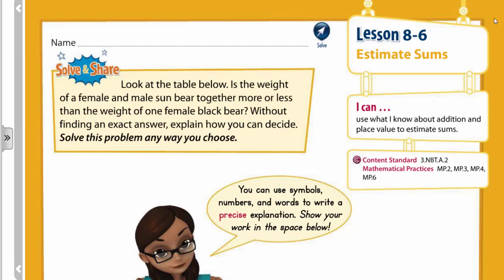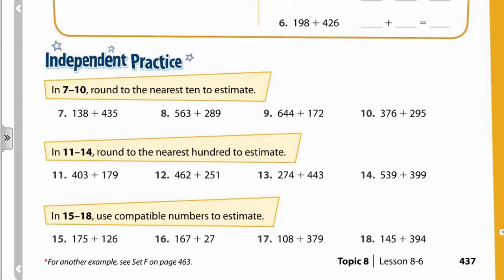My heroes, today we will continue with lesson 6 in topic 8, estimate sums. What we are going to do today, we will solve questions. Here, as you can see, question 7, round to the nearest 10 to estimate. And question 11, round to the nearest 100 to estimate. And in question 15, use compatible numbers to estimate.